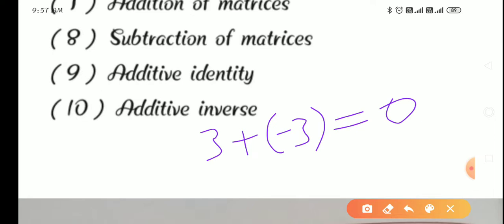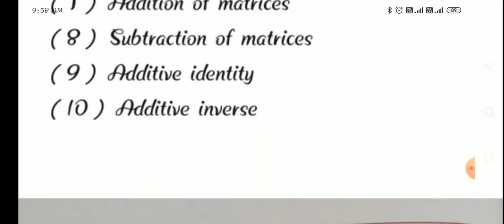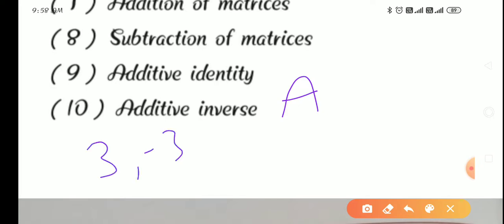For every number, suppose you are taking minus 5, so what should be added to minus 5 so that you can get the additive identity 0? Plus 5 you will have to add, so then 0 you will get. In the same way, as in the case of number 3 and minus 3, 3 is the additive inverse of minus 3, and minus 3 is the additive inverse of 3.